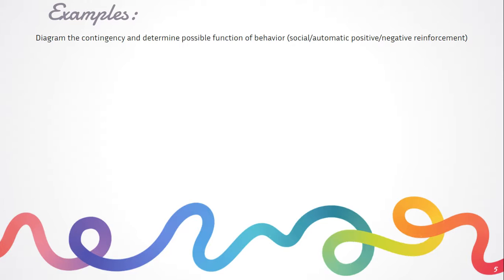Welcome back to the behavior analysis help video on functional assessments. So in this part, I'm going to be going over some examples. In these examples, what you would want to do is diagram the contingency and determine the possible function of behavior, whether social or automatic, and positive or negative reinforcement. As with all my other examples, I would suggest pausing the video to try to work them out yourself before moving on.